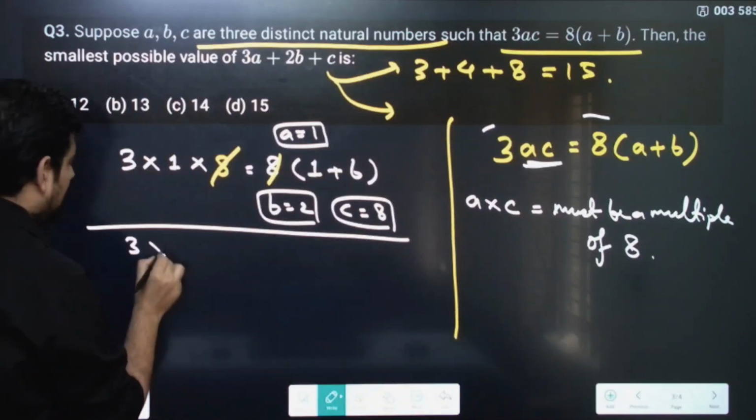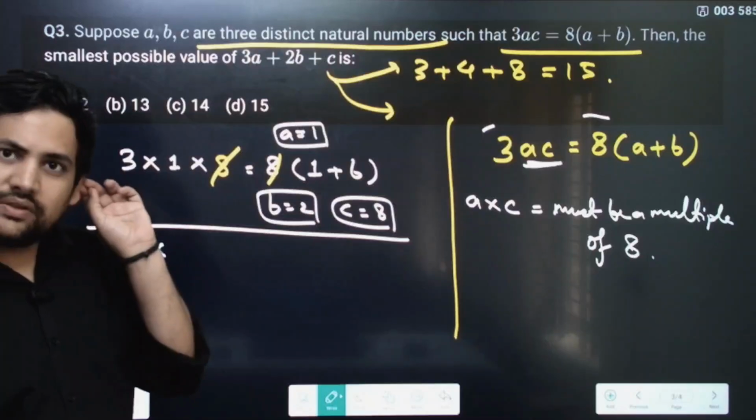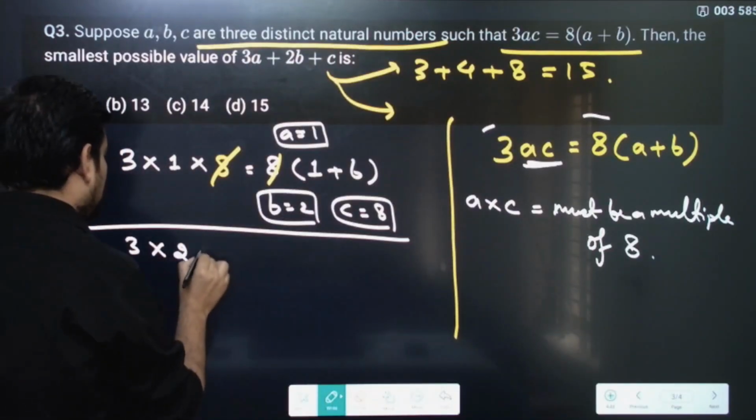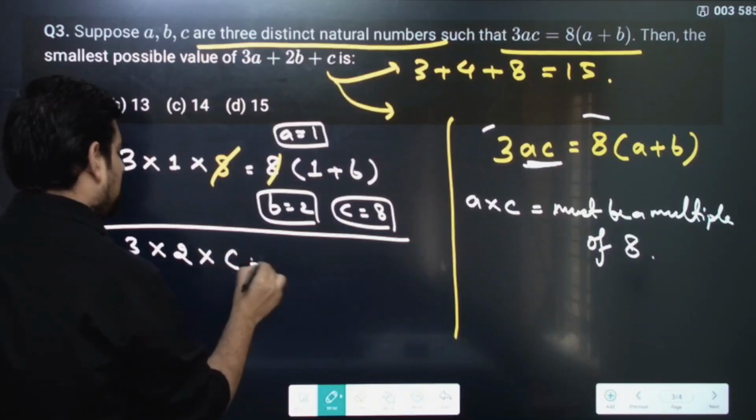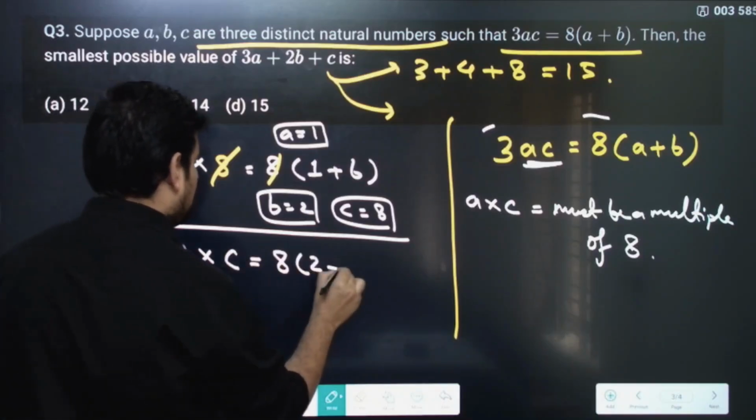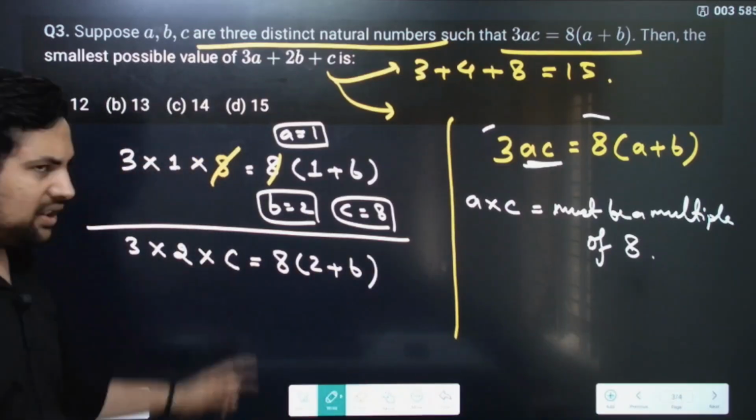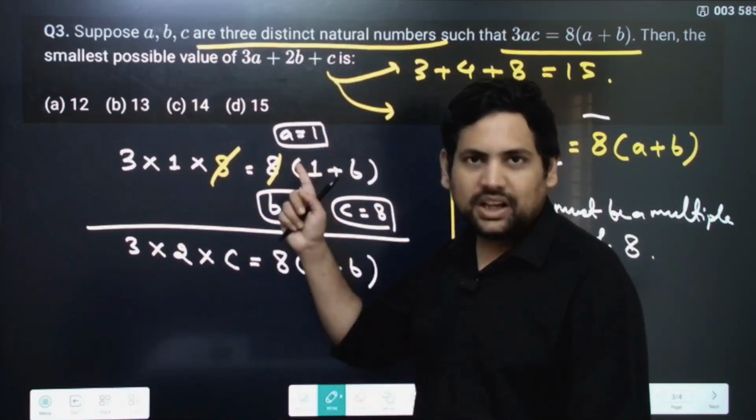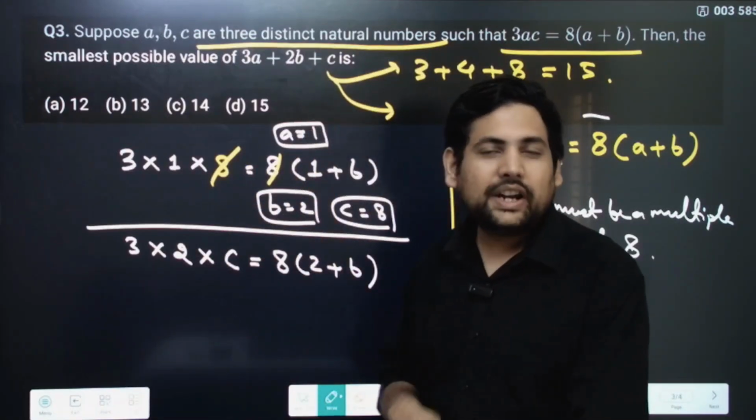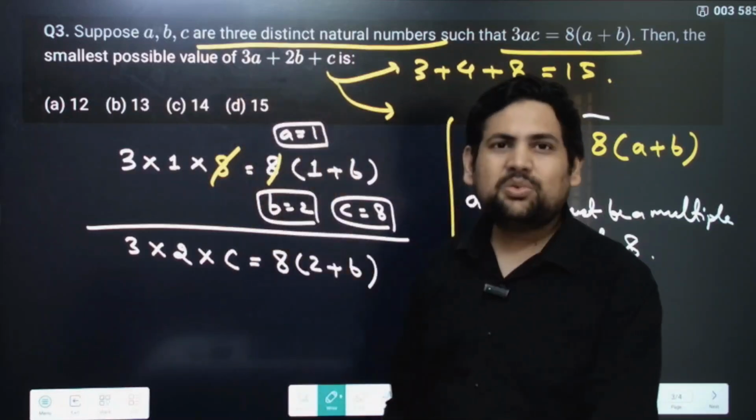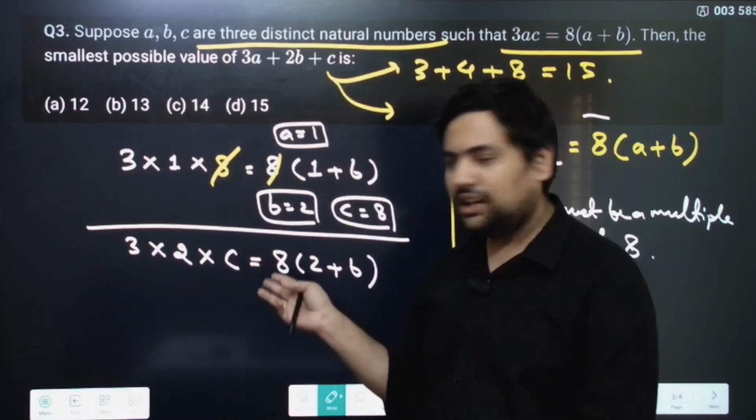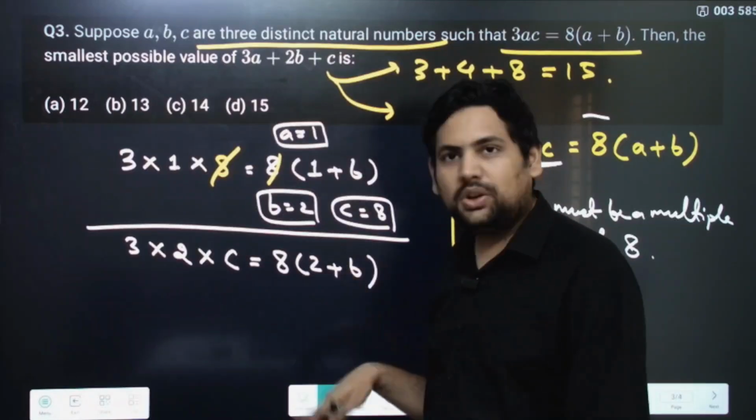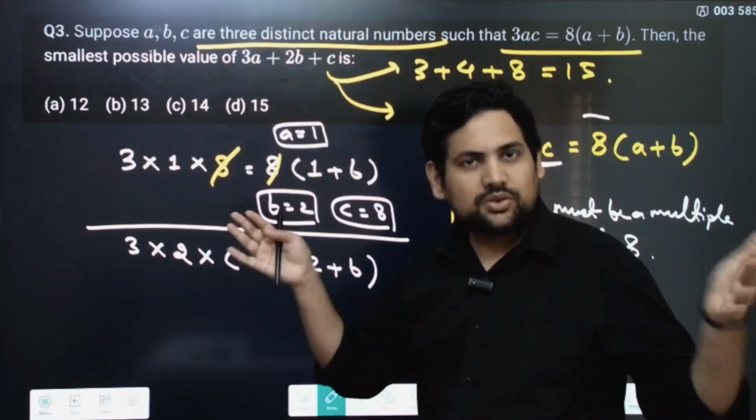Now I take 3 here. So instead of 1, what other number can I take? That I have to see, correct? So I take 2 here. Then I don't know what is C, and I am writing here 8 times 2 plus B. Now, if I take 2 here, what can C be? C can be 4, correct? Or C can be any bigger number also, but bigger you don't care. Why you don't care? Because you are trying to find the smallest value. So why you will take a bigger number then? If you take a bigger number, let's say you take 16 here, it satisfies, correct? Some value of B also you will get, but that will be too big. You want small values.